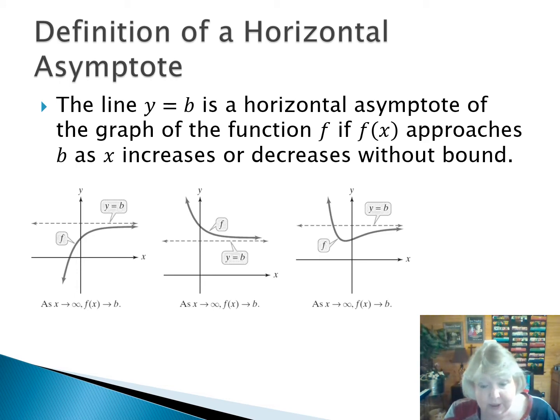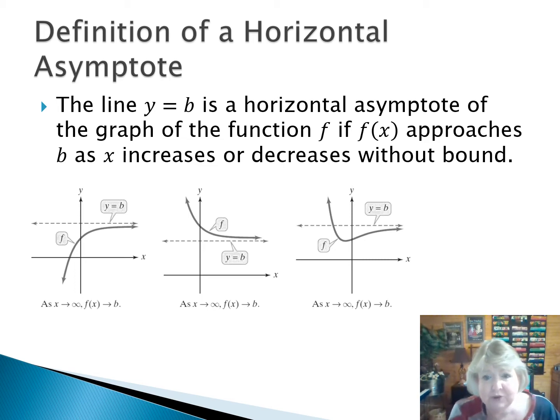Well, the asymptote part is exactly the same. It is a line that the graph is approaching but never reaching. And a horizontal asymptote is a horizontal line, which means the equation is y equals a value. In this case, we're going to call it b. And it is a horizontal asymptote if the value of the function is approaching that value b as x increases or decreases without bound. So in other words, x is going to be approaching infinity or negative infinity.